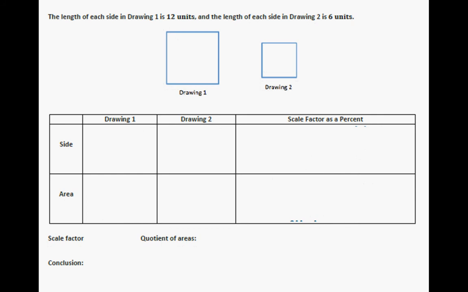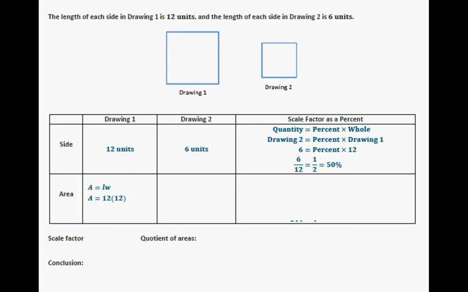Alright, how about this square? The side length of drawing 1 is 12 units, and for drawing 2 is 6 units. Doing this one at a time, you should be able to figure out that we have 6 over 12, because again, drawing 2 is our quantity and drawing 1 is our whole. So since it's obviously a reduction, this is going to be less than 100%, so in this case it is 50%. Now if we take the area again, 12 squared is 144 square units, and 6 squared is 36 square units.